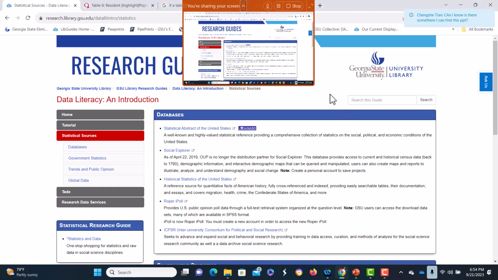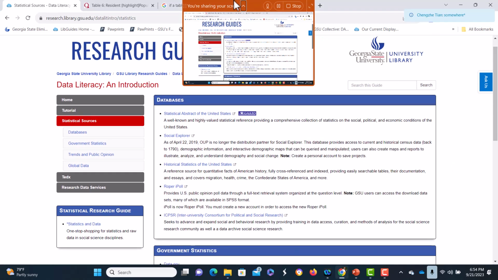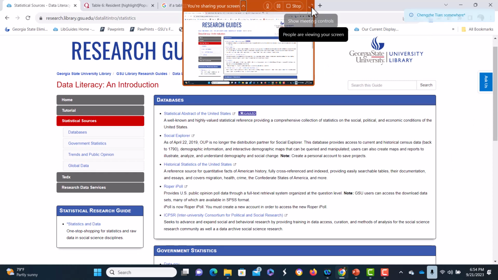Okay, so you see that. Okay, another place where you can find demographic information, other places for data across the US, is Social Explorer.